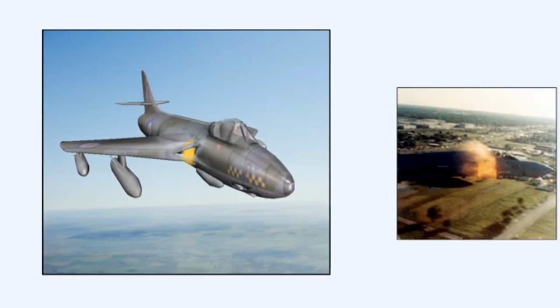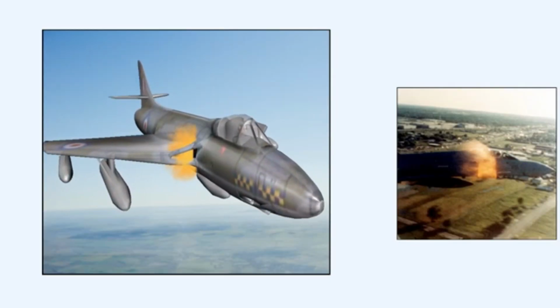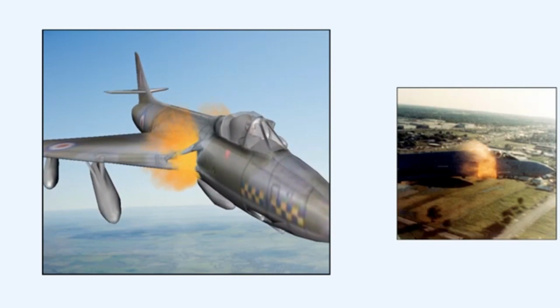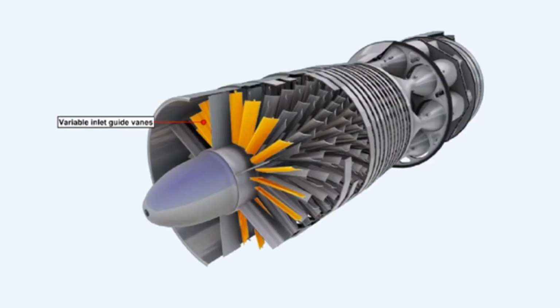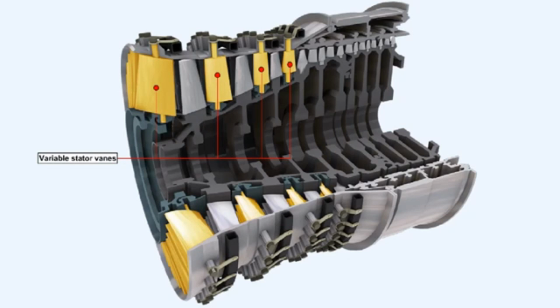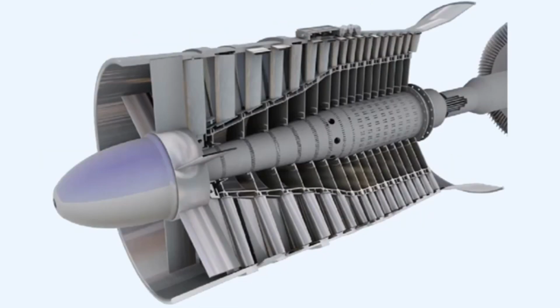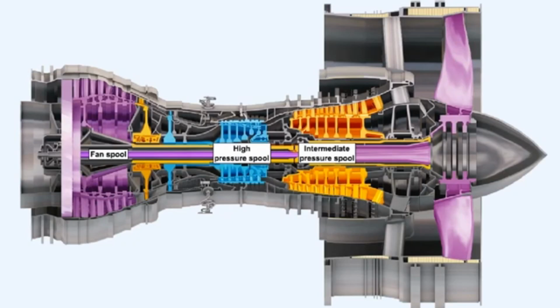Systems that ensure that surge and stall do not happen have to be fitted to the engine. Here are some of those systems. Variable Inlet Guide Vanes, or VIGVs. Variable Stator Vanes. Compressor bleeds. Multi-spool compressors.